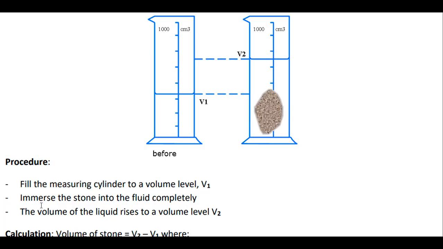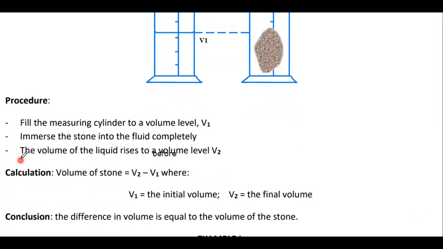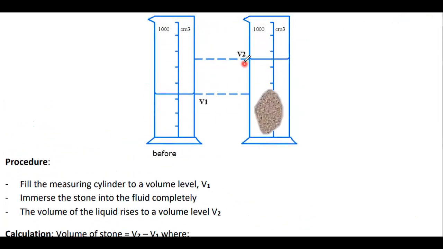Now the level of the liquid will rise to a level V2. This is V2 that you can see here. The level of the liquid has risen to V2. Now the calculation: the volume of the stone will be equal to V2 minus V1, where V2 is the final volume.